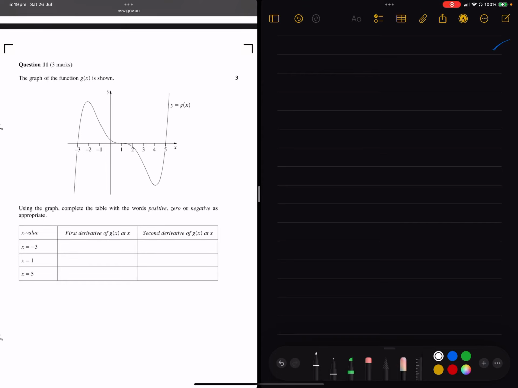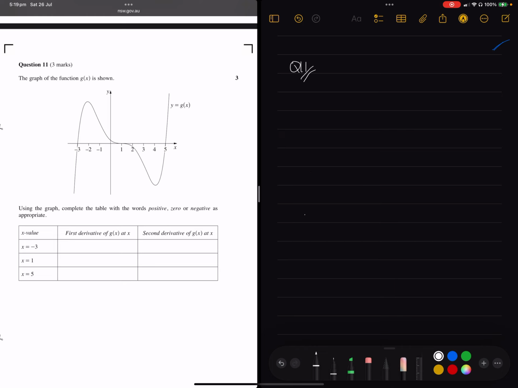All right, so let's take a look at question 11 from the 2024 paper. We're asked to complete the table with the words positive, zero, and negative. We're looking at what are the values of the first derivatives of this function at particular points, and the second derivatives. So if x is minus 3, this is question 11.